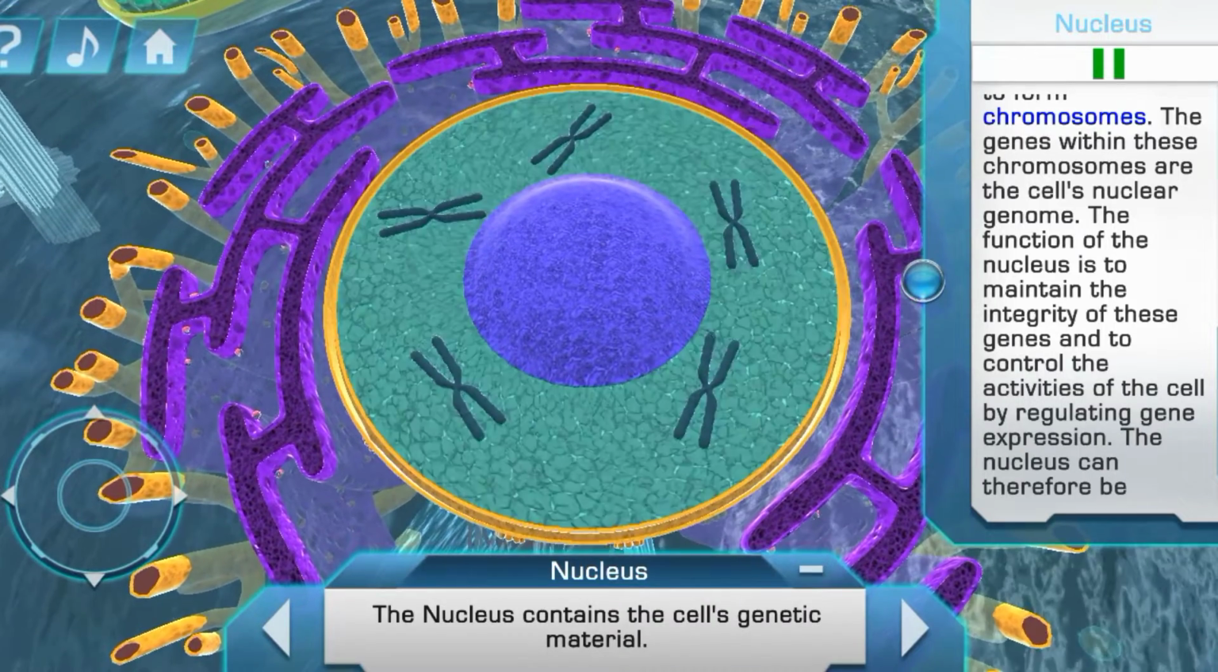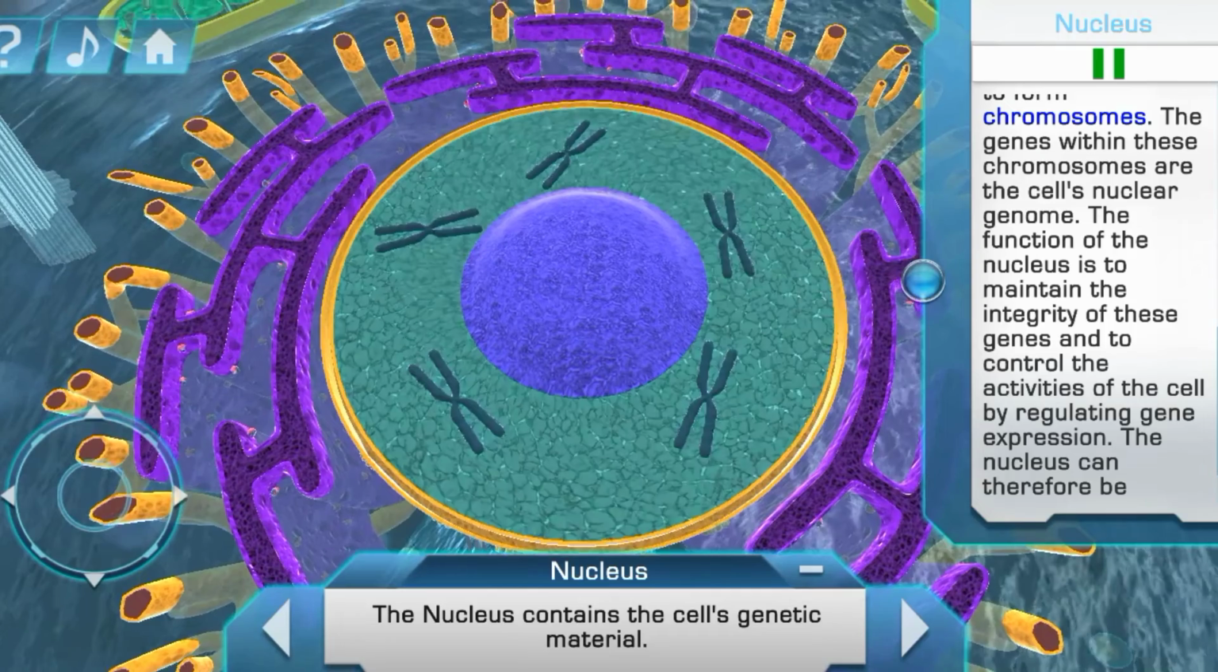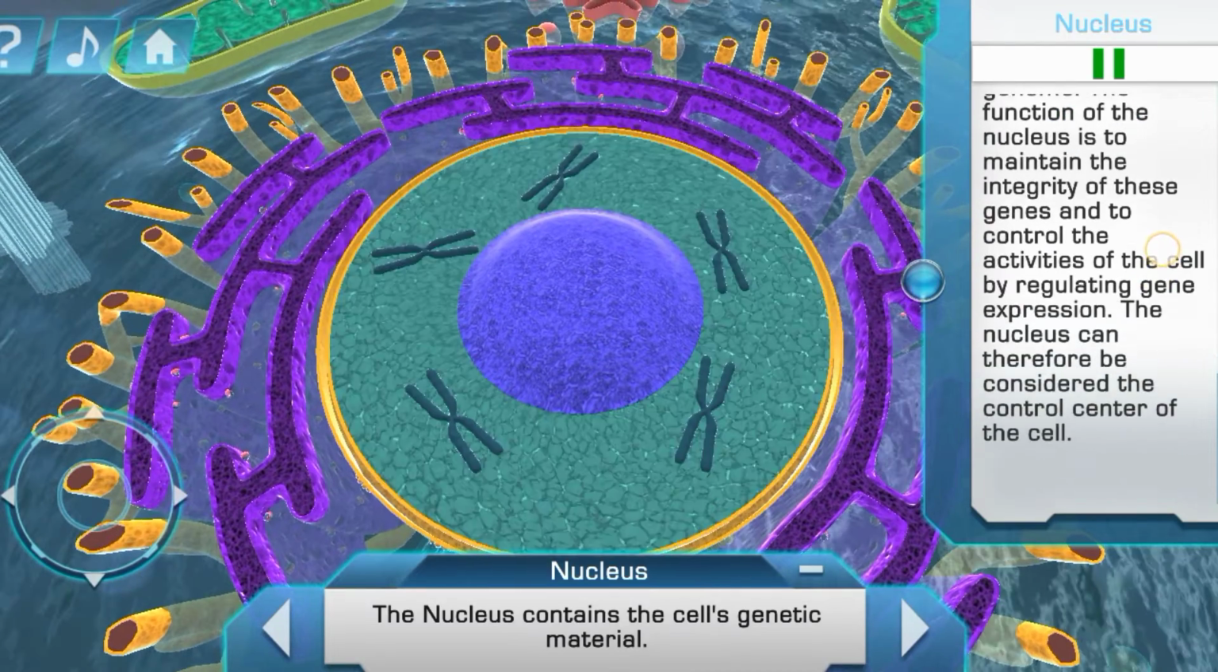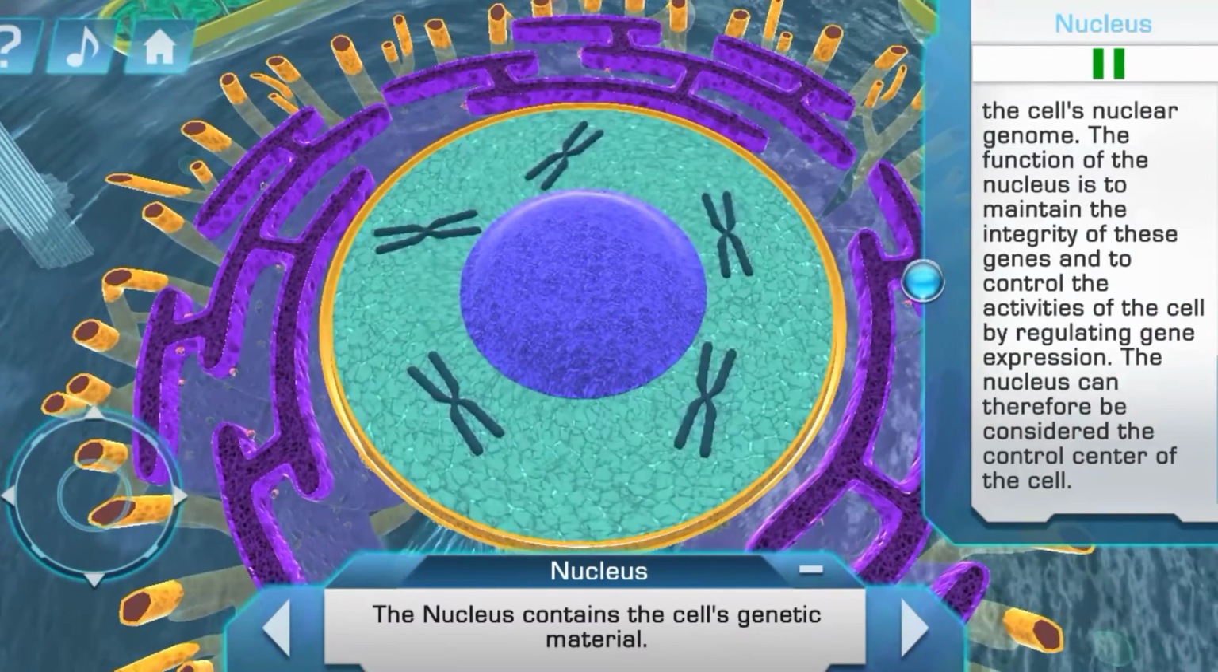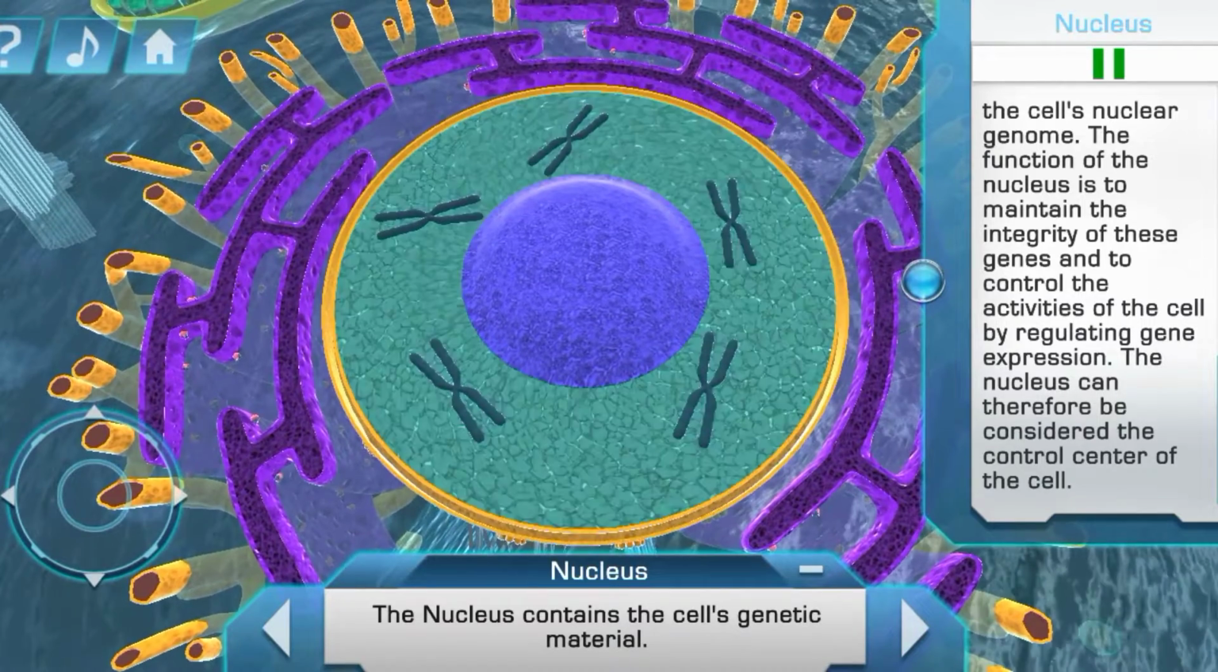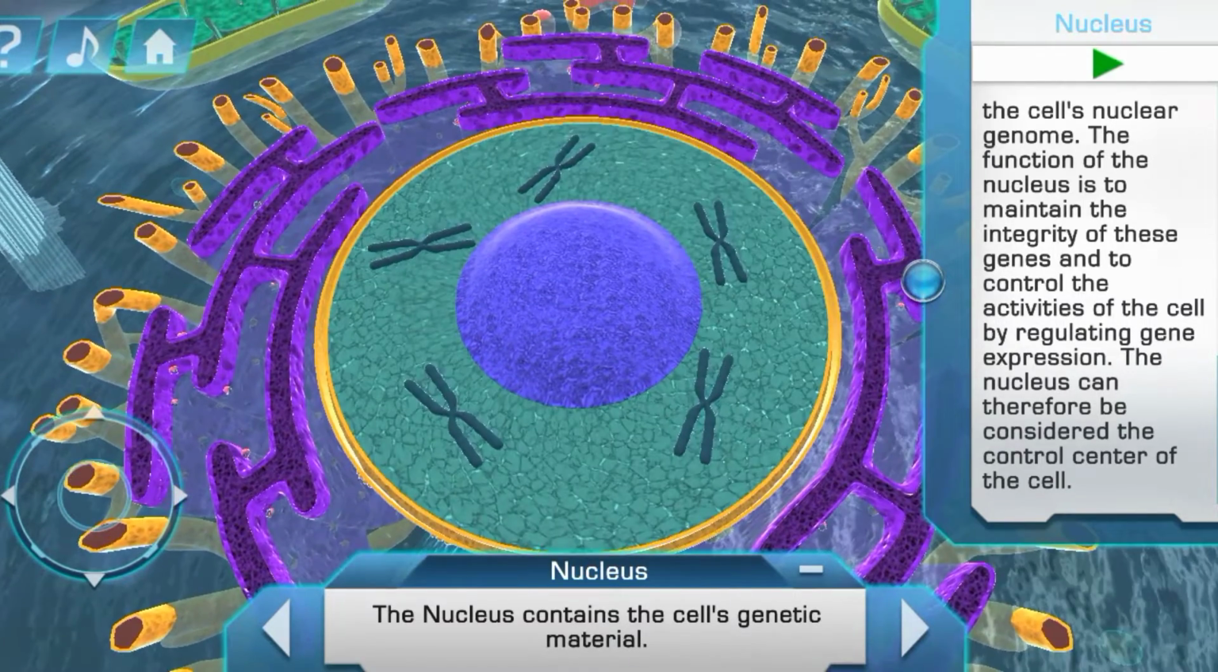The function of the nucleus is to maintain the integrity of these genes, and to control the activities of the cell by regulating gene expression. The nucleus can therefore be considered the control center of the cell.